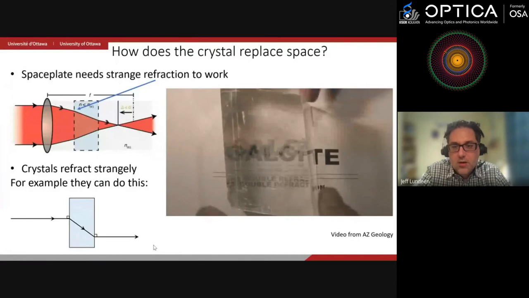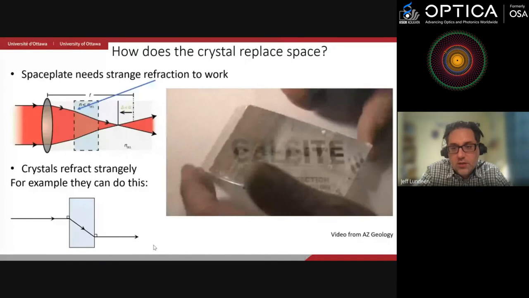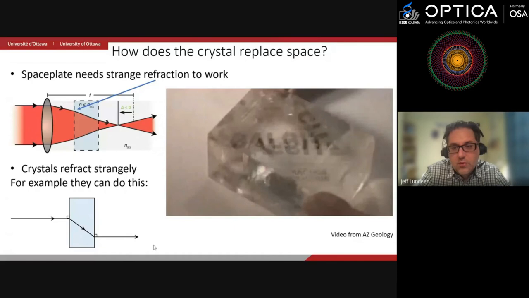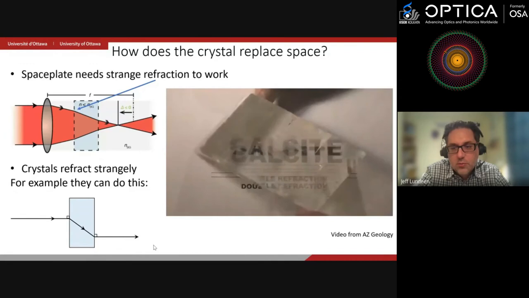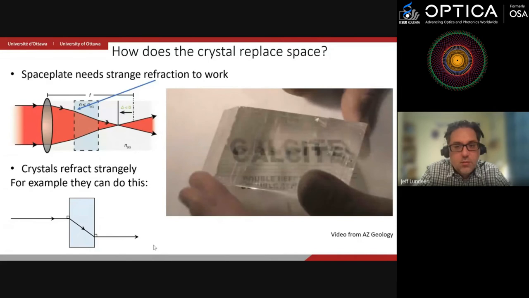So this actually is calcite, and you can see you get this double image for the two polarizations. This anomalous effect only happens for one polarization. One polarization sees normal refraction, and the other one gets this anomalous refraction. The sides of the calcite are parallel, so by normal expectations you should get no displacement of the image at all. So this is the strange effect that is causing our space plate to work with the uniaxial crystal.